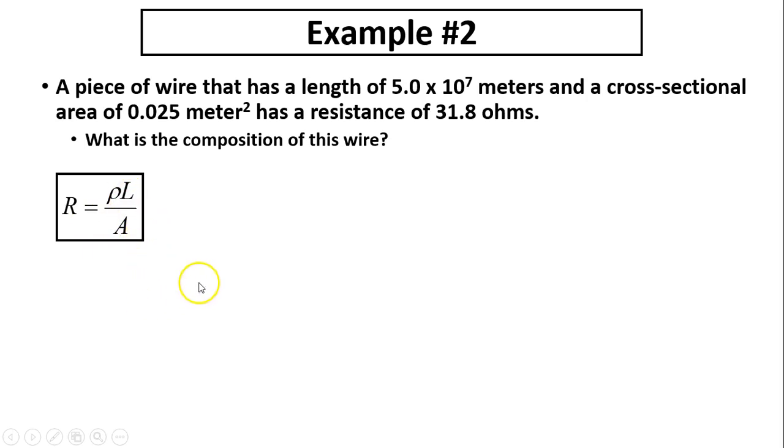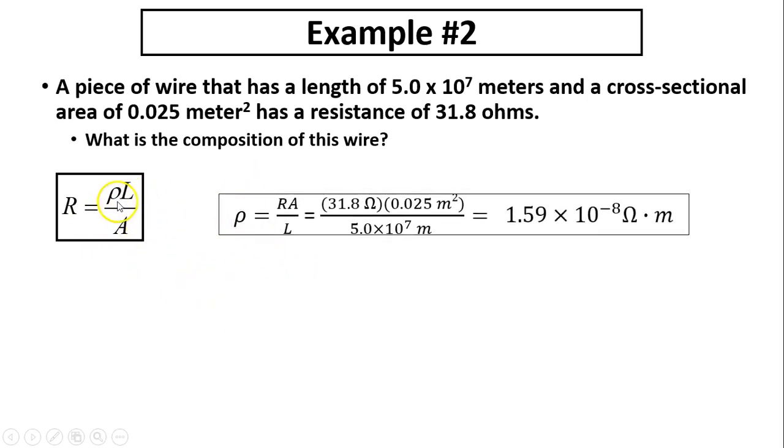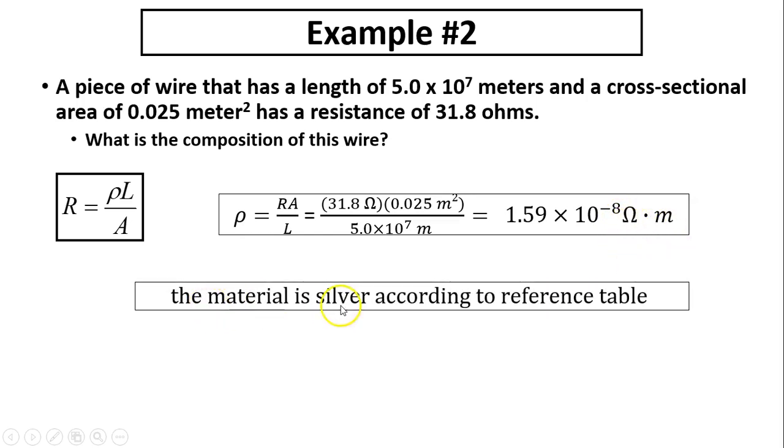So R equals rho L over A. You're trying to find rho. Rho equals R times A divided by L. Plug everything in. You have 1.59 times 10 to the negative 8 ohm times meter. So check your reference table. The material is silver according to the reference table.